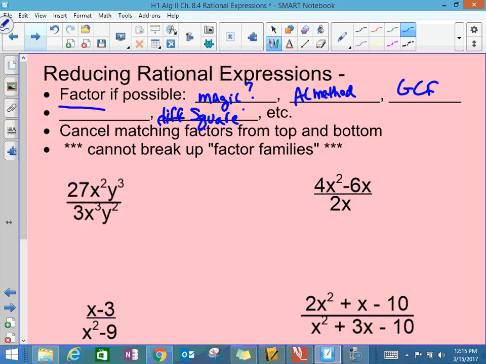Everything else that we've learned, like quadratic formula, solving by square roots, even some of the difference of cubes, those all involve solving equations, all right?